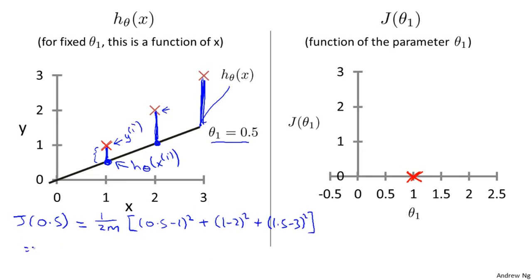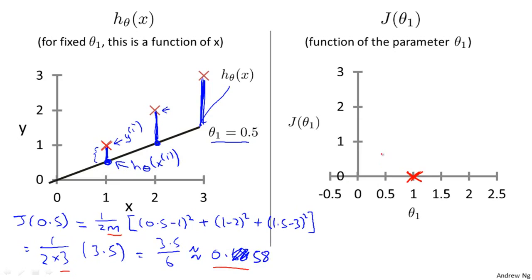And so that's equal to 1 over 2 times 3, because m, my training set size, is 3, I have 3 training examples. And then that's times, simplifying the thing in parentheses, 3.5. So that's 3.5 over 6, which is about 0.68. So now we know that J of 0.5 is about 0.68. Let's go and plot that. Oh, excuse me, math error. This is actually 0.58. So I'm going to plot that, which is maybe about over there. Okay.